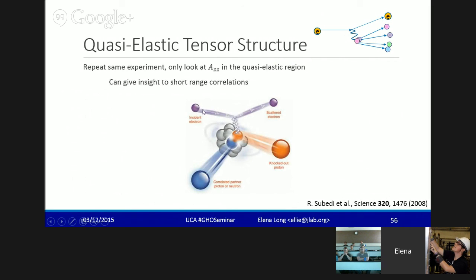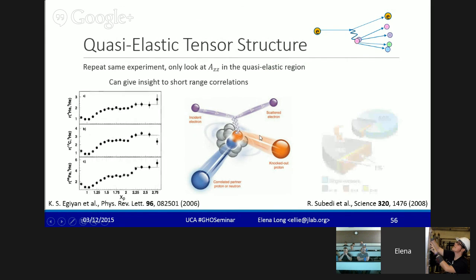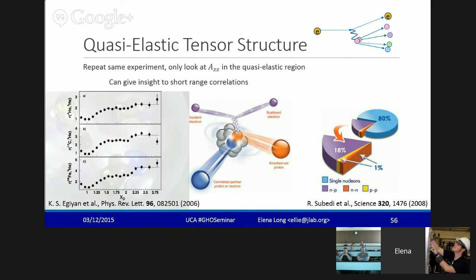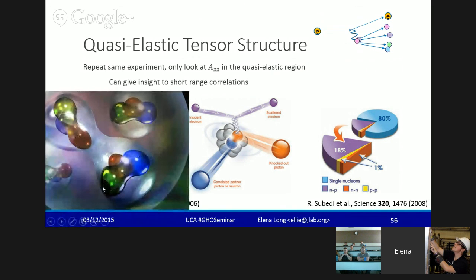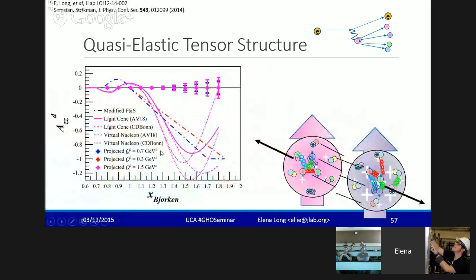For short-range correlations, you have an electron coming in, hitting a nucleus. You expect it to just hit the proton and go out, but 20% of the time, we're seeing a proton-neutron pair shoot out at high momentum in opposite directions. So 80% of the time it goes like what you would expect, and then 20% of the time you see these particle pairs going off in opposite directions. And the majority of that is proton-neutron interaction, so a deuteron, so it makes sense to look at this for the deuteron. And this really is what's looking at in this kind of picture I showed way in the beginning.